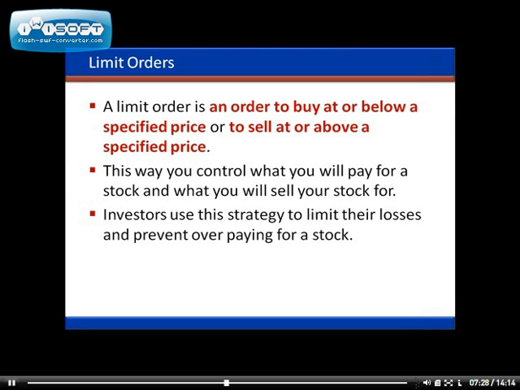And what investors do is they use this strategy to limit their losses or prevent overpaying for a stock. This is important. I don't want you guys to feel overwhelmed at this point. I know that it may seem confusing, but these are the different options that you have. When you open your brokerage account, you will have options like this. So I just want to explain this and make sure that you understand the options that you have.